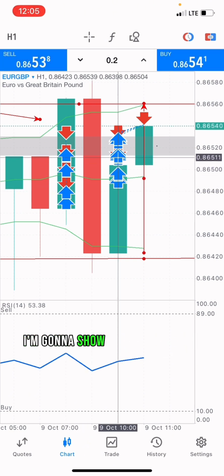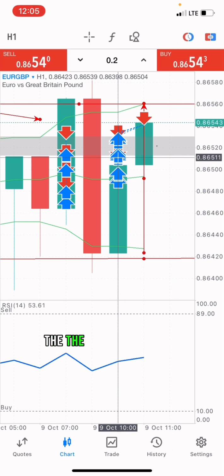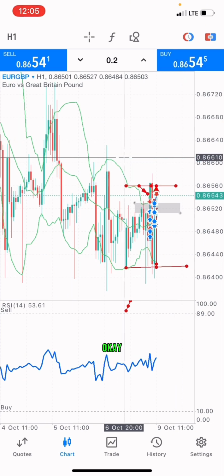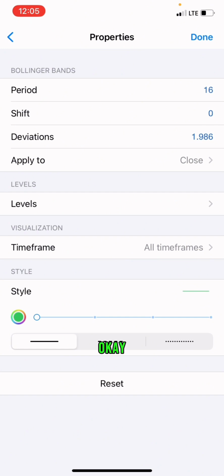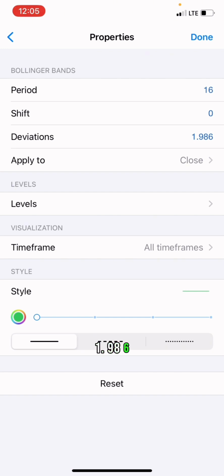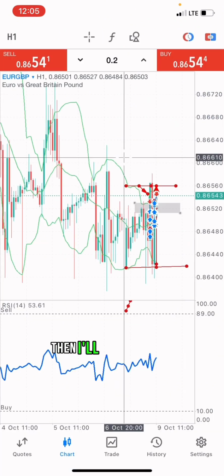I'm going to show you the settings for the Bollinger bands. The RSI is not really necessary. I only use it so that I'll be able to scale the market positions on my chart. So I'm going to go back to the Bollinger bands and show you the settings. These are the settings: period 16, shift 0, and deviation 1.986. Apply to close. The style is 1 pixel with a straight line. The color, you can choose whatever color you like, but I'm using green. Then I'll click on done.